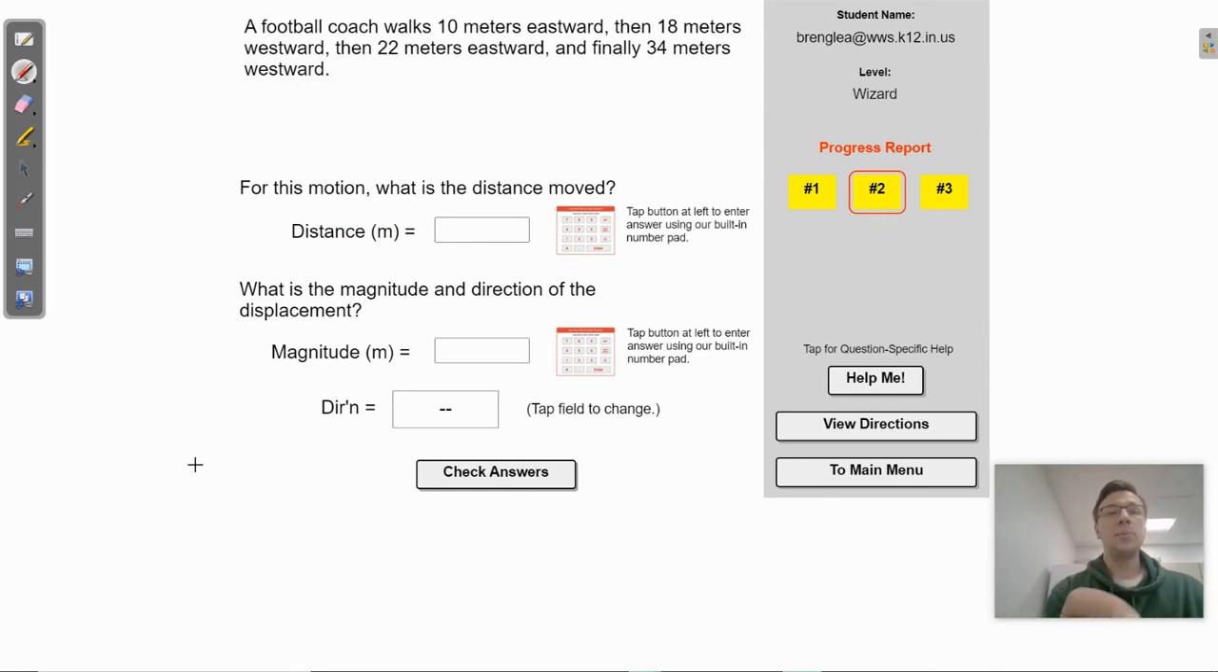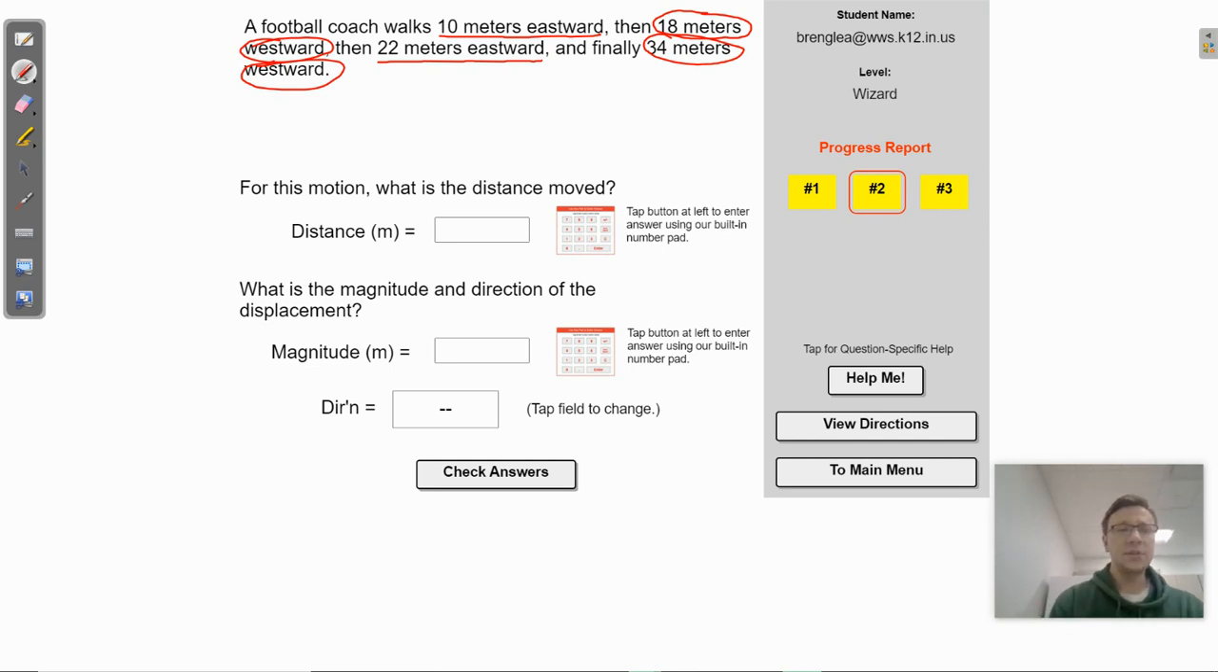It says a football coach walks 10 meters east, then 18 meters west, which again, I'm going to circle those, then 22 meters east, and then 34 meters west. Okay, so again, for distance, we're just going to add all of these up. So we'll do 10 plus 18 plus 22 plus 34, and we get a total distance of 84 meters. Now we need to figure out the displacement.